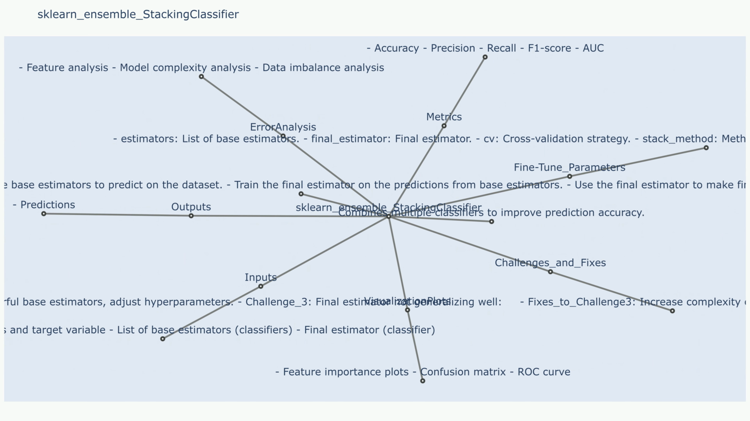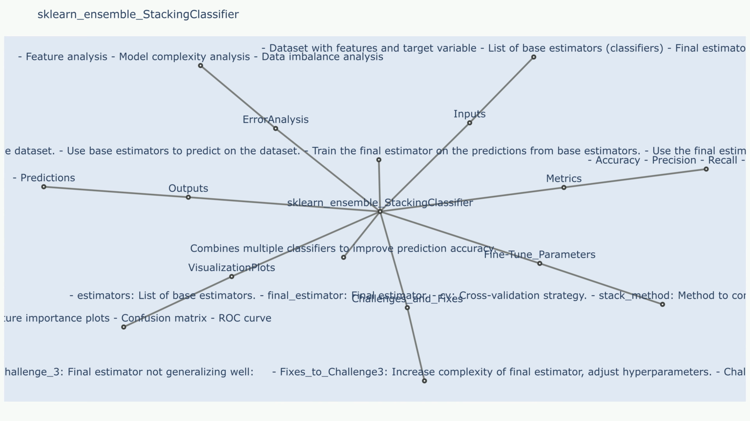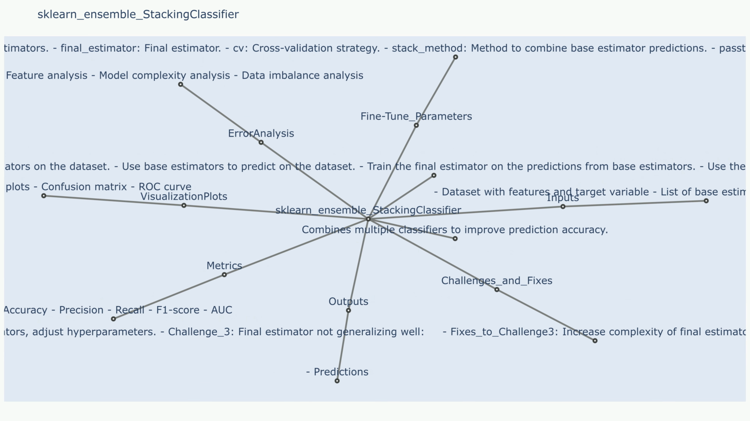Fine-tune parameters. Base estimators: experiment with different base classifiers and their hyperparameters to find the best combination. Final estimator: choose a final estimator that is suitable for the specific task and adjust its hyperparameters accordingly. Stacking parameters: adjust the cv (cross-validation folds) and passthrough parameters to control the stacking process.